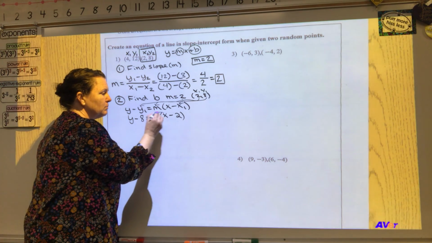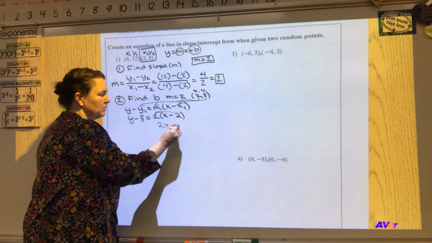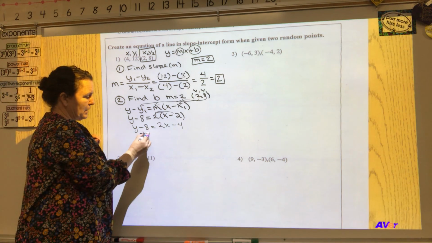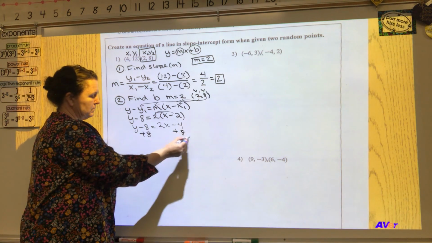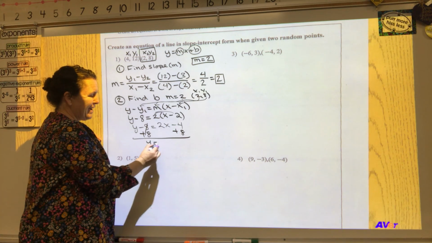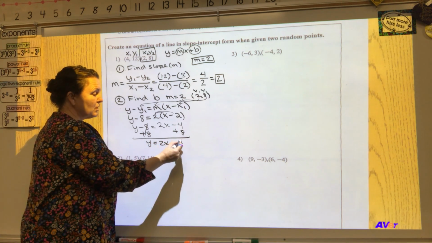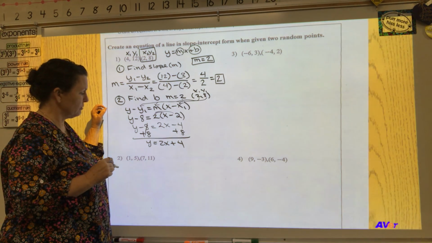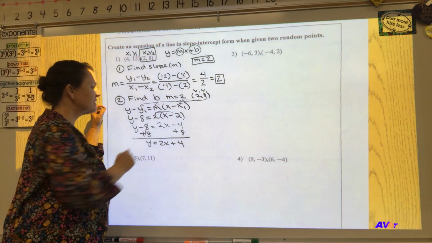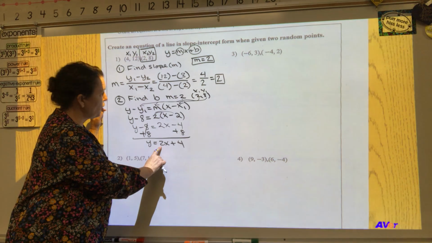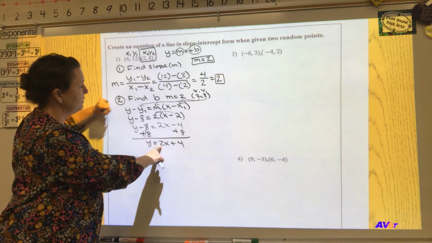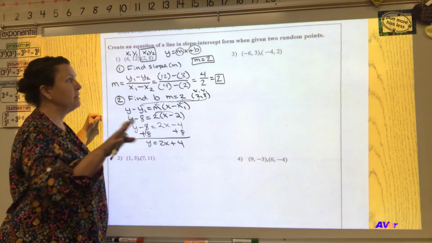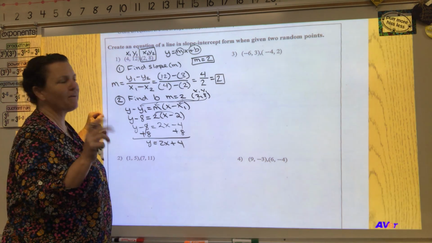We're going to distribute. We're going to write down this side, and then we're going to add 8, because we got to get Mr. Y guy alone. Our answer is going to be 2x plus 4. Y equals 2x plus 4. That is the linear function. There's our slope, because we found it earlier. And then we just found our b, our y-intercept. Beautiful. Look at us.